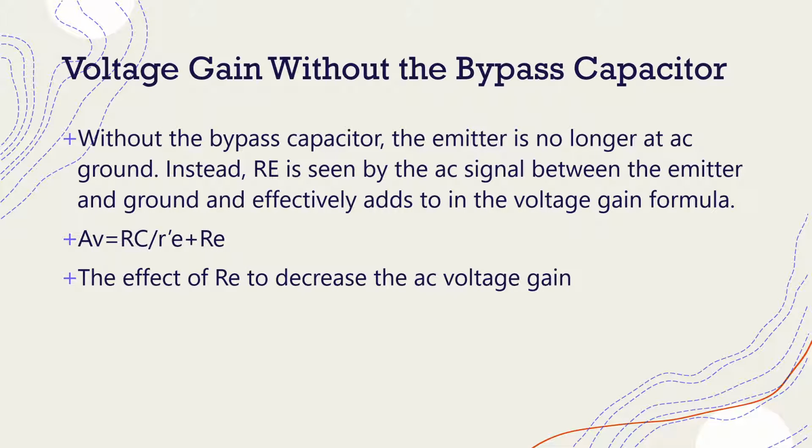Voltage gain without the bypass capacitor. Without the bypass capacitor, the emitter is no longer at an AC ground. Instead, RE is seen by the AC signal between the emitter and the ground and effectively adds to re in the voltage gain formula. AV equal to RC by re plus RE. The effect of RE is to decrease the AC voltage gain.